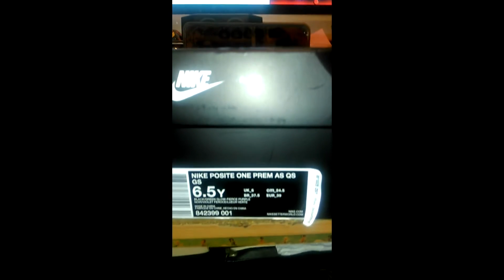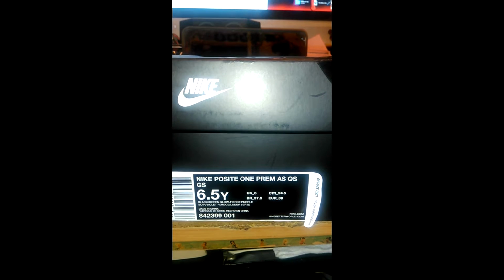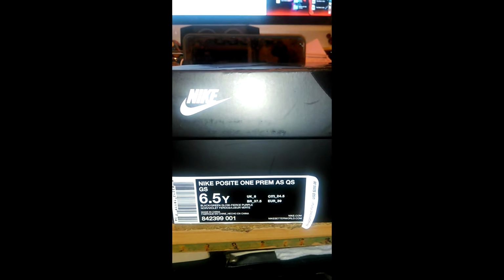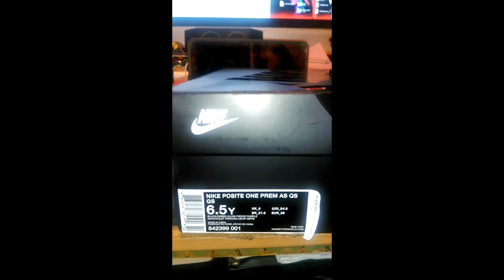Without further ado, these are the Foamposites Northern Lights. Here's the colorway, and they were retail $200. I paid $217 with tax. New York tax is ridiculous. But yeah, here we go.